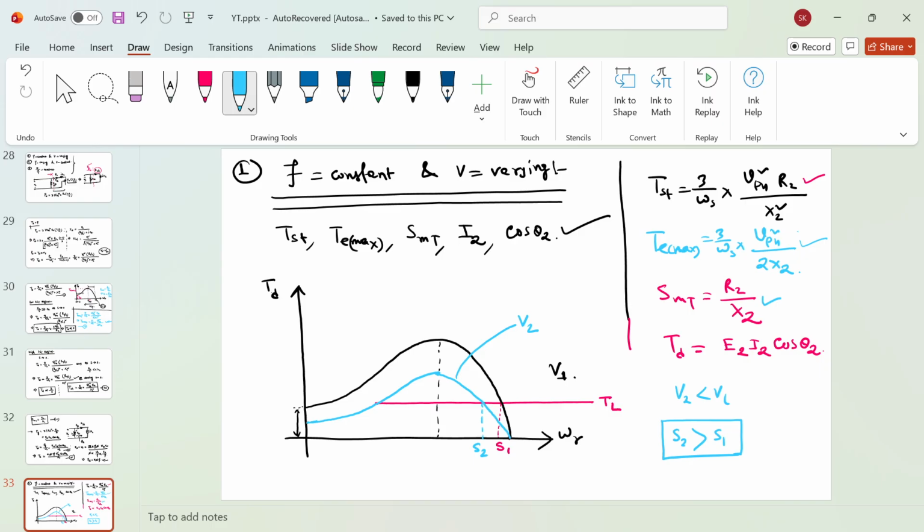Slip is more, that means the relative speed between the stator rotating magnetic field and the rotor is more. That is, the relative motion between the rotor conductor and the rotating magnetic field is more this time. So you have more induced voltage, and once you have more induced voltage, you have more rotor current. More rotor current will lead to more stator current also, and this will increase the copper losses on the stator side and rotor side.